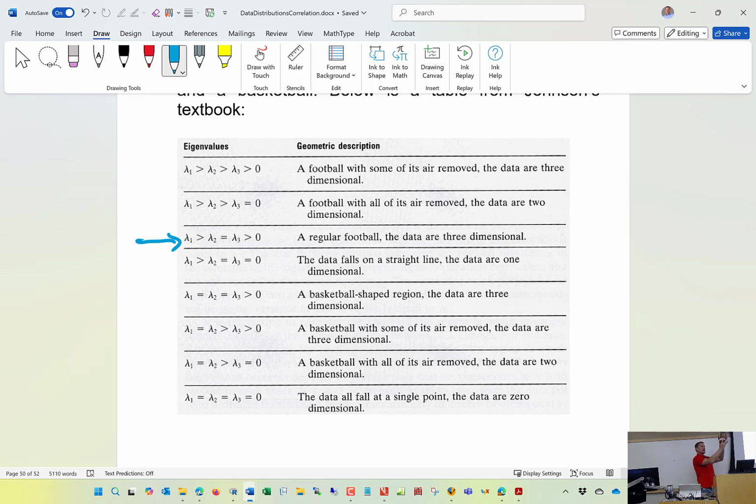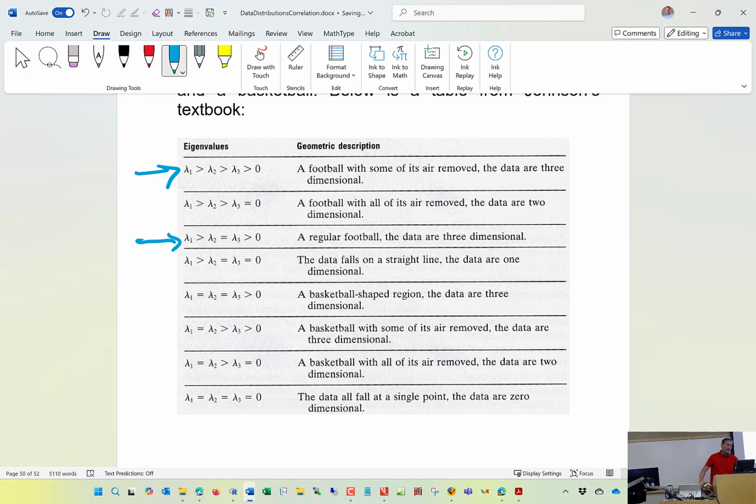So in that particular case, though, if I am, let's say, squeezing this down, now then my lambda 3 is going to be less than my lambda 2. Okay? That's going to then correspond to this particular case.